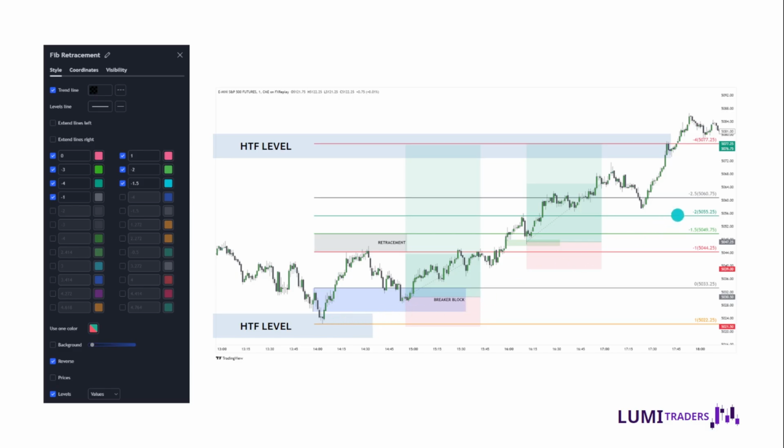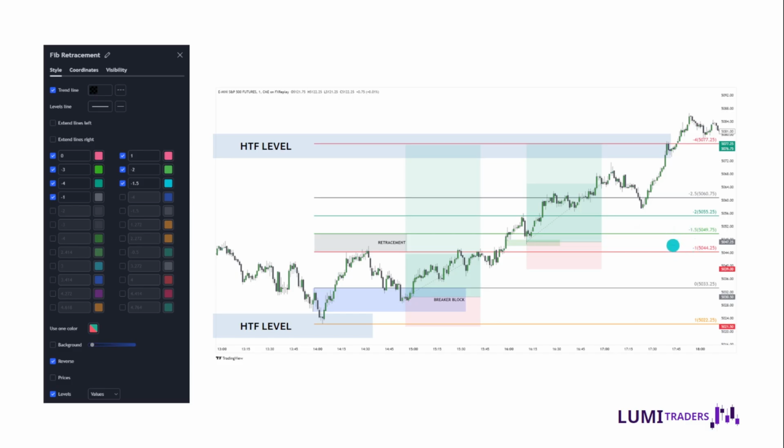With this move up from this breaker block to this 2 standard deviation, we can see we're still below high time frame level. Well, perfect. I will take my partial right here at 2 standard deviation. Next, what we want to anticipate between 2 and 3 standard deviation, I want to see retracement where? To the range between 1 and 1.5.